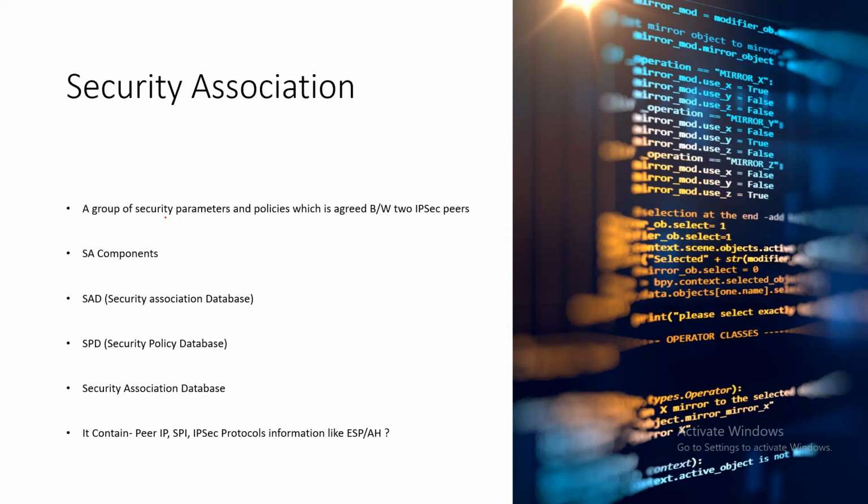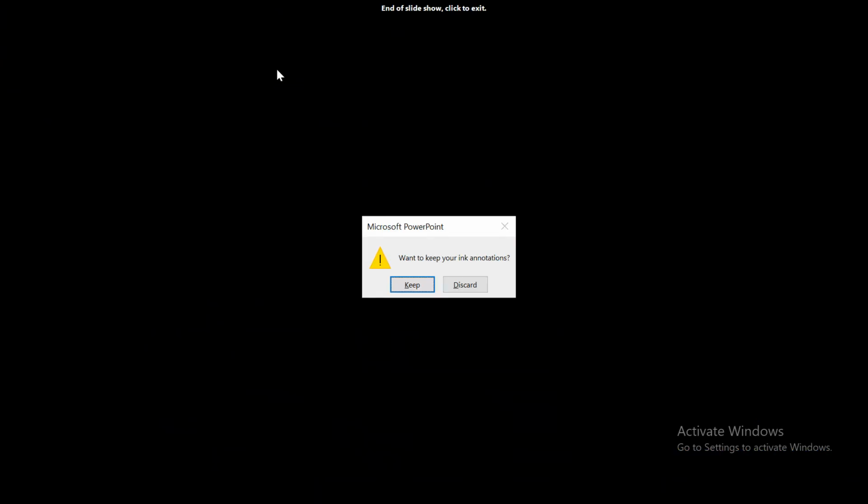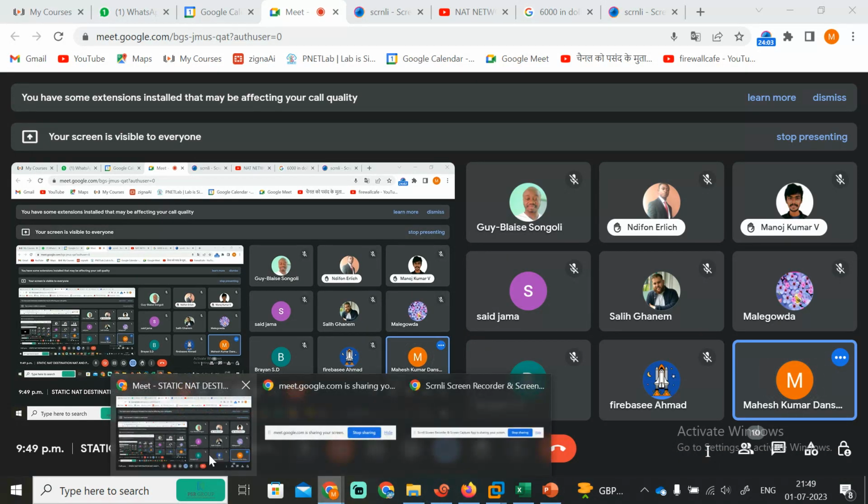Security association is a set of security parameters in the policy agreed by both IPsec peers. Its components are the security policy database and the security association database. The security association database contains the peer IP. We don't need to talk about this now; I will show you during configuration. The security policy database contains the encryption algorithm, hash algorithm, IPsec tunnel, and the lifetime, and DH. That's it, this is our introduction to IPsec. Any doubts on this?